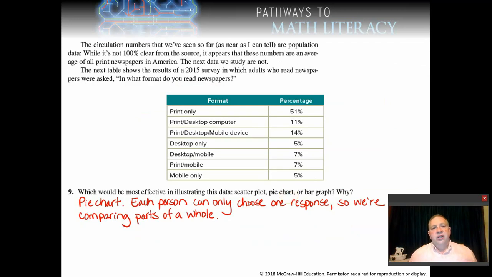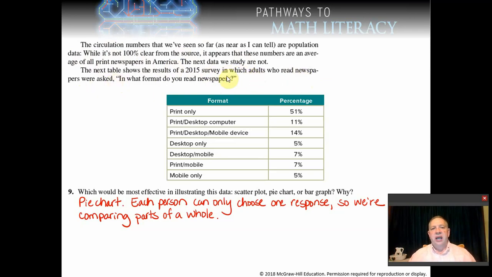Okay. Here are some circulation numbers that we've seen so far. In terms of the author of this, they think that was population data. I have no reason to dispute it, but if it was population data, that would be all the newspapers, and that data should have come from there. It's not 100% clear from the source. It appears that these numbers are an average of all print newspapers in America.